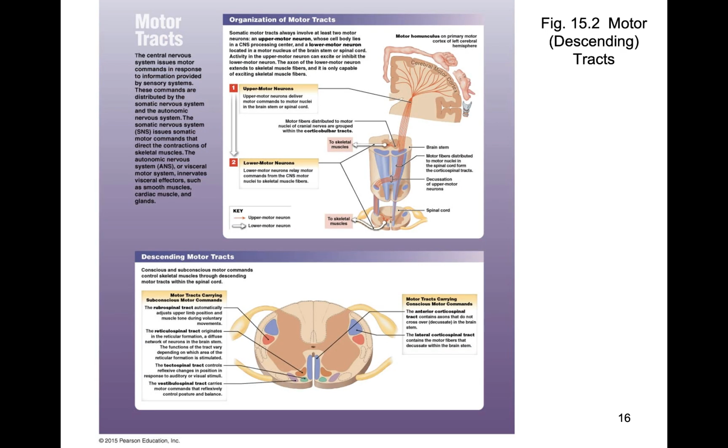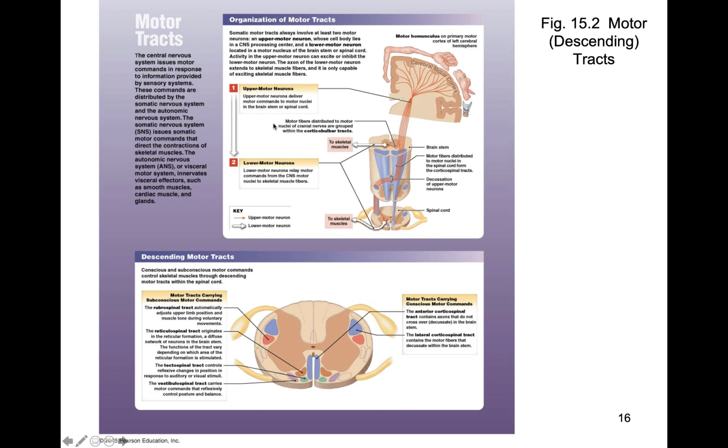So when sensory information comes in, the motor commands have to be sent out. So the central nervous system is going to send motor commands in response to the sensory information that came in. And these commands are going to be sent out by the somatic nervous system, so the somatic division of the motor nervous system, motor tracts, and then the autonomic nervous system. The somatic nervous system is going to send somatic motor commands that are going to go to skeletal muscles, and then the autonomic, also known as the visceral motor system, is going to be sending the commands to the visceral or the internal organs, such as smooth muscle, cardiac muscle, and the glands.